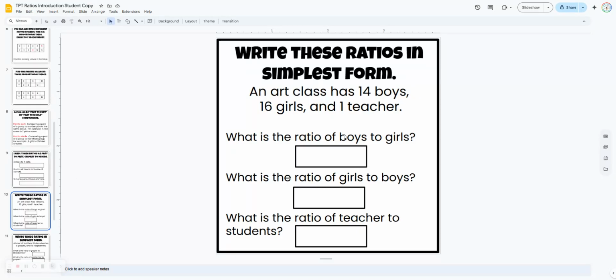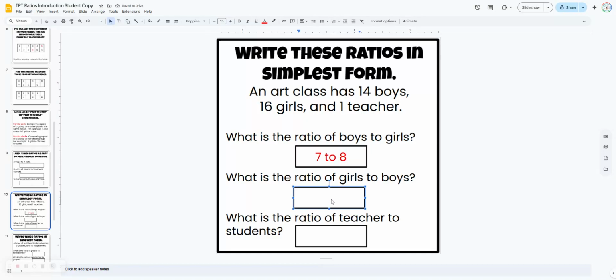Now here we're going to find the ratios in simplest form. We have a ratio here of boys to girls. So we have an art class that has 14 boys, 16 girls, and the teacher. Boys to girls would be 14 to 16, but we need to simplify that. If we divide by 2, we've got 7 to 8 as our ratio.